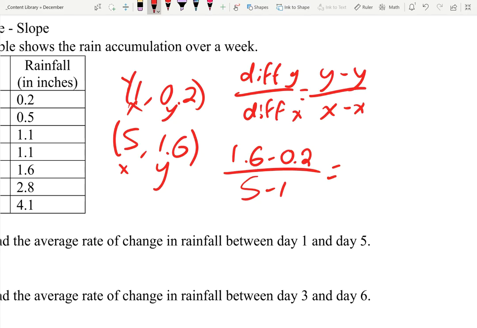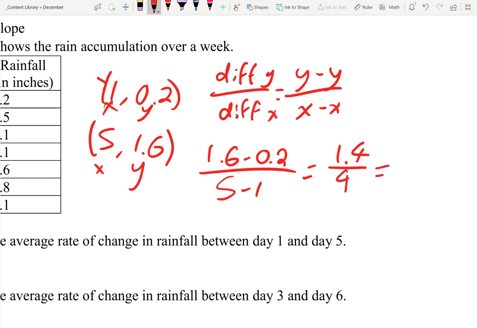So let's do the math. 1.6 minus 0.2 would be 1.4, and 5 minus 1 would be 4. So there's your slope, essentially. If you want to calculate that, 1.4 divided by 4. All right, so 1.4 divided by 4 is 0.35. So a slope of 0.35. There's your answer, right? Remember, it's just subtracting y, subtracting x's.